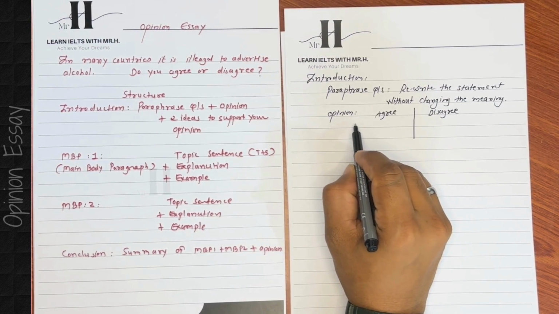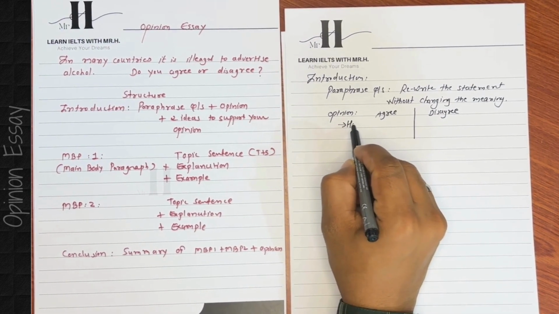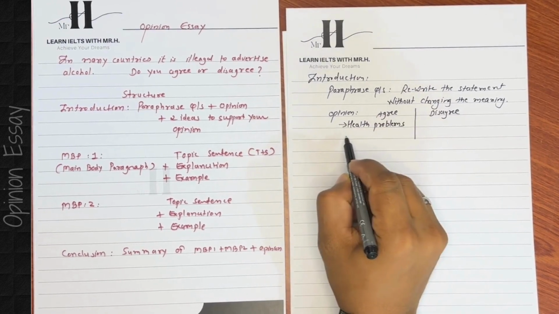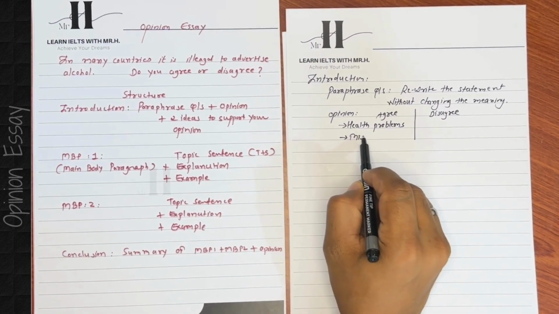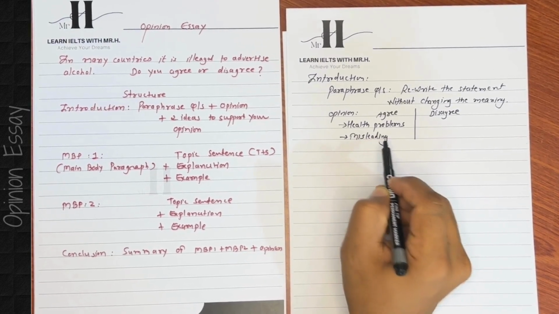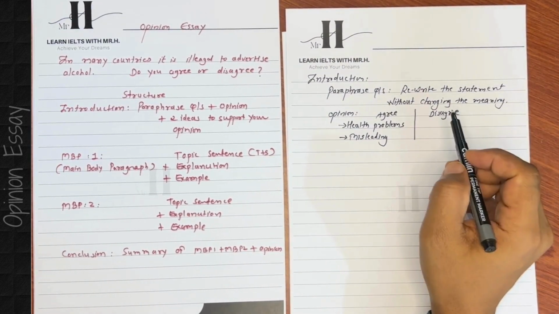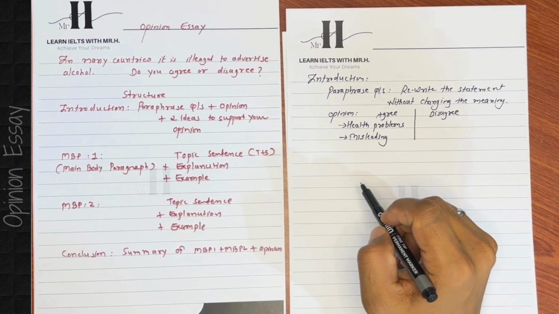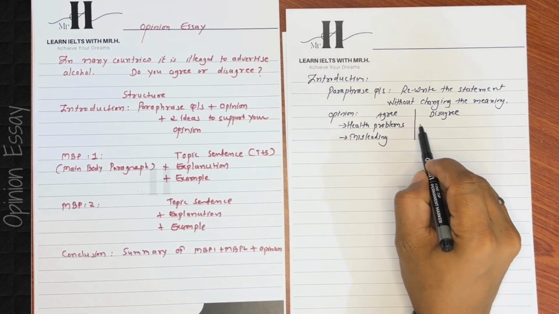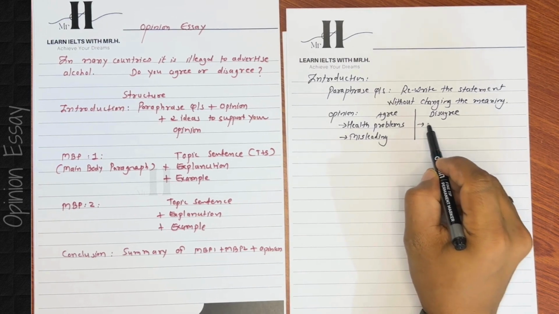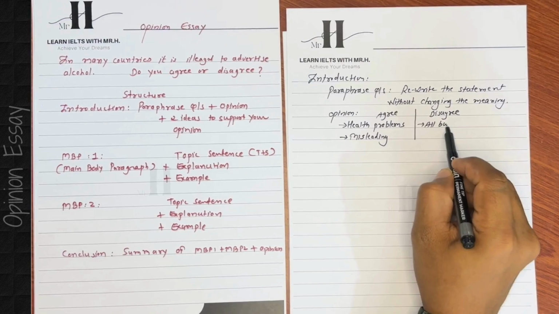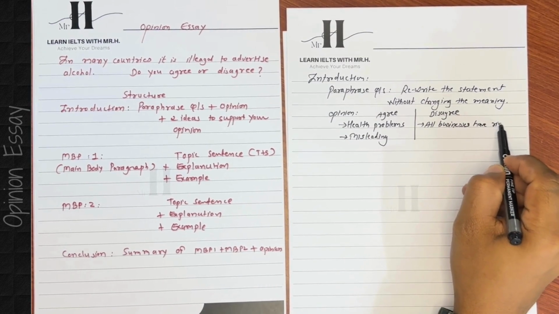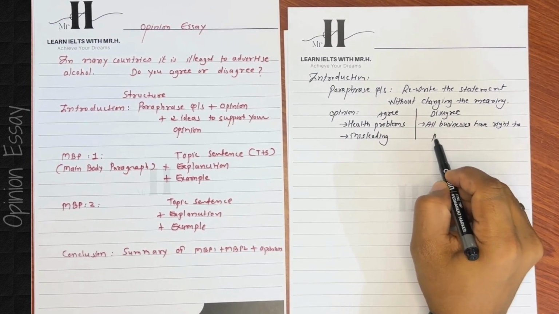The first one is that alcohol creates health problems. At times advertisements are misleading. So we have come to the conclusion that we have two ideas to support if we agree. Now let's look into the disagreement. First of all, businesses have the right to promote, and yeah, we cannot get any other idea.